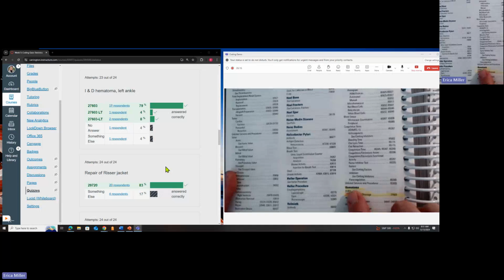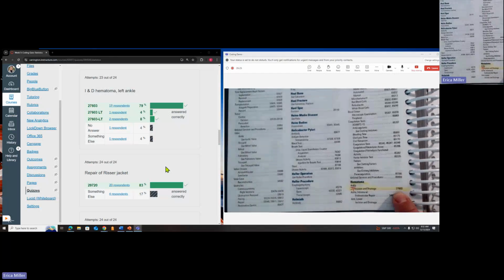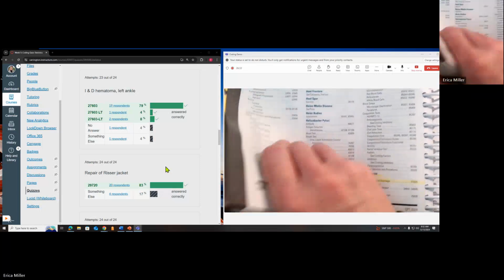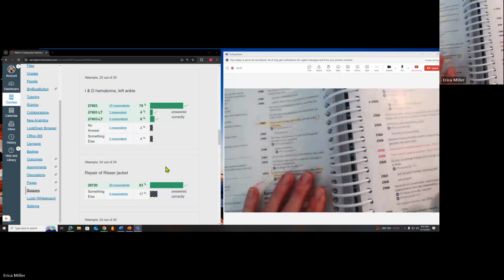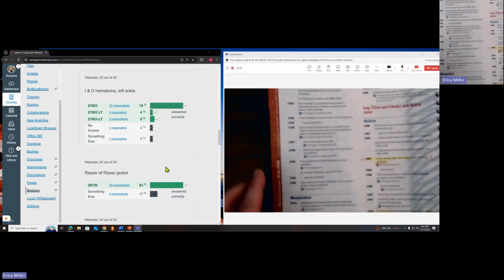All right. So here we are. We're at hematoma. Okay. Site, ankle, and then just one code there, incision and drainage, 27603. And then to take that to our tabular section, 27603. Here we go.